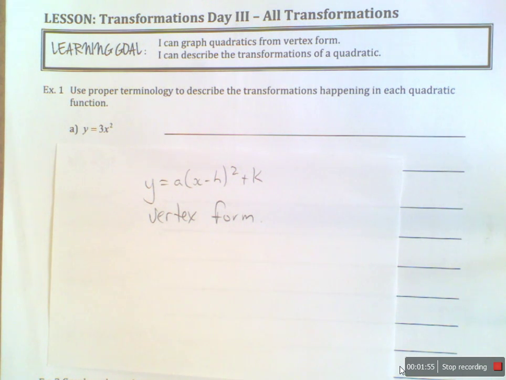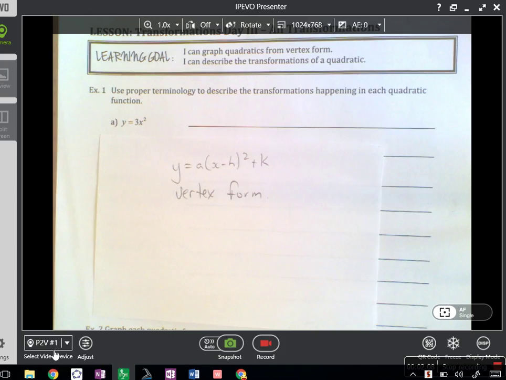We looked at a little application yesterday. We'll look at it again in a moment. That kind of helps you think about that. So y equals 3x squared has a 3 in it. What does that mean?